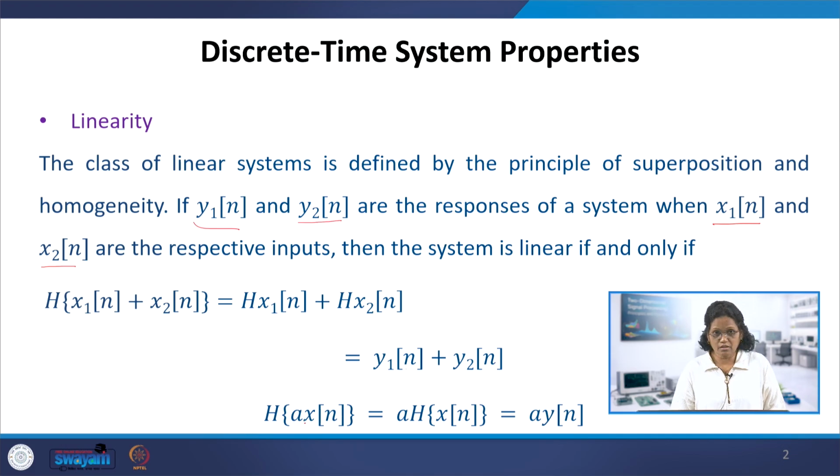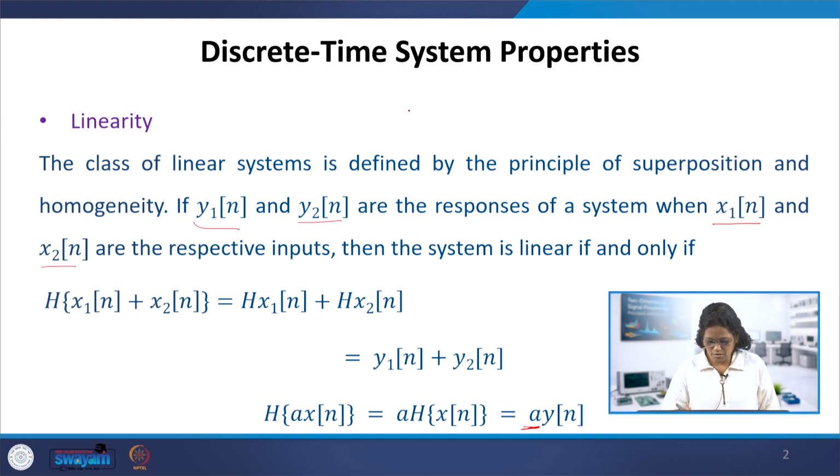For scaling, the input is scaled, a x of n, and the output from the system, obtained by the system acting on this input, h of a x of n, is equal to a h of x of n. So, the output y of n is simply multiplied by the constant a, so a into y of n. If these two properties are satisfied, then the system is said to be linear. We have shown this for the continuous time system.